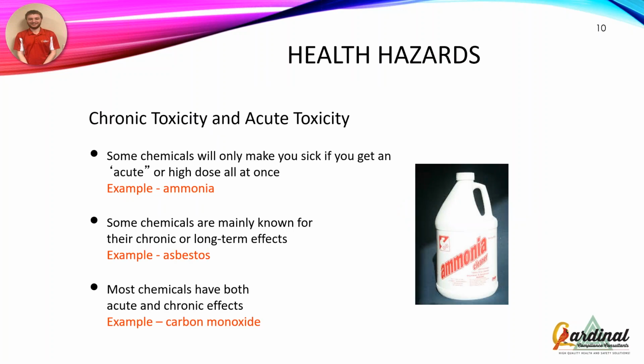All right. So here are just a couple of examples that you can see almost every day, or at least have heard of, that are health hazards. A lot of people use the chemical ammonia in their home as a cleaning product. You can get an acute sickness from ammonia. From a high dose all at once, you can get nauseated, you can vomit, you can get dizzy, you might even get itchy eyes. So that's just an example of an acute chemical that can cause acute problems.